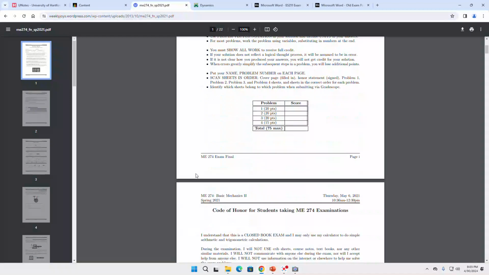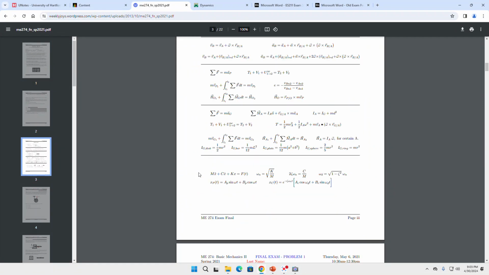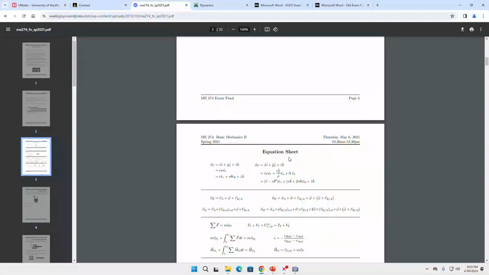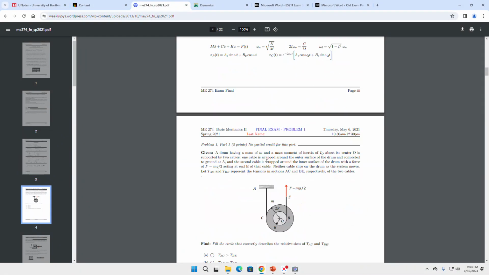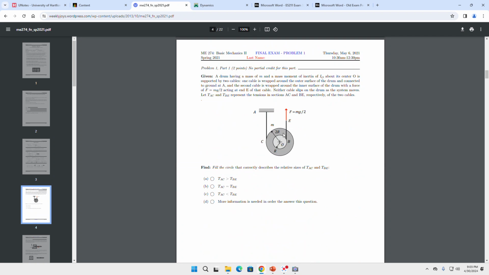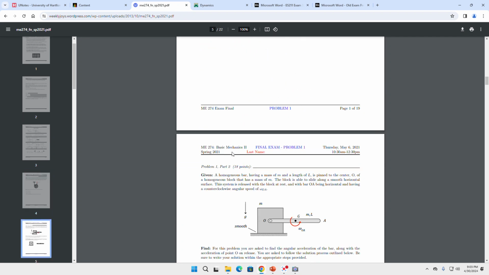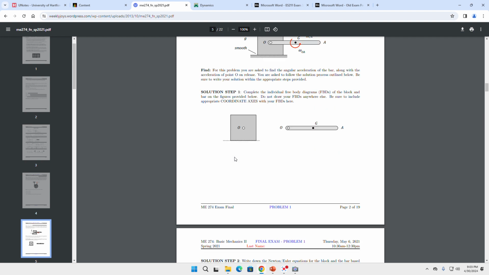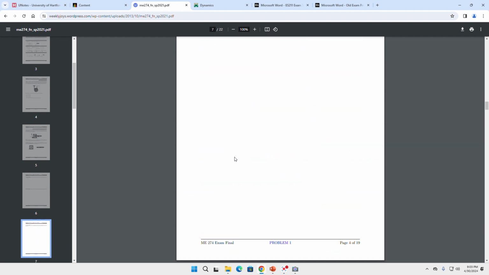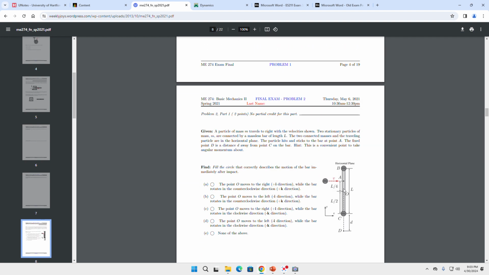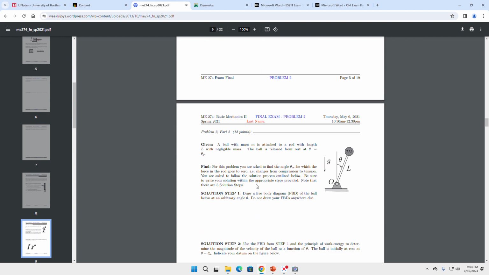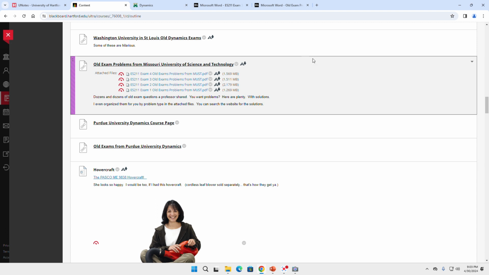You can find out what their exam was like, from 2016 to spring 2021. Maybe it'll make you feel better or worse. Here's the equation sheet. Some of them are just multiple choice questions in the beginning. Some other ones, yeah, here's a collision problem. If you don't want to do it, never mind. I just figured I'd tell you the resources.